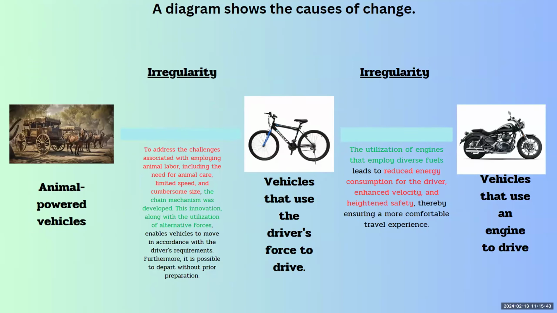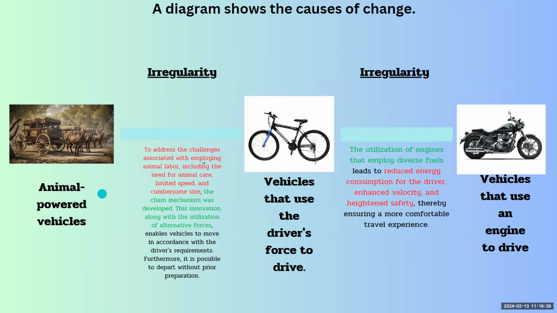Okay, so hello everyone. Today I'm going to present about change in pattern with a vehicle. For the common, I separate it into three ways: the first one is the animal vehicle, the second one is the driver force to make it drive, and the third one is the vehicle that uses an engine to drive. The common thing in the first one is that it contains an animal as a vehicle, such as a horse, buffalo, or elephant also.